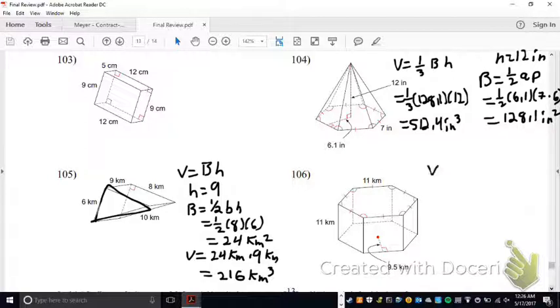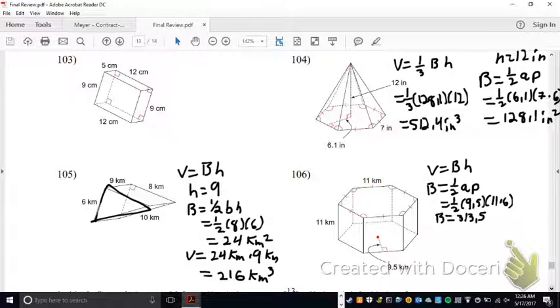So, area of the base times the height. That's what that big B is, area of the base. This is a hexagon, so the area is going to be 1/2 the apothem times the perimeter. Here the apothem is 9.5. Our perimeter, 11 times 6, or 66. So the area of that base is going to be 313.5.